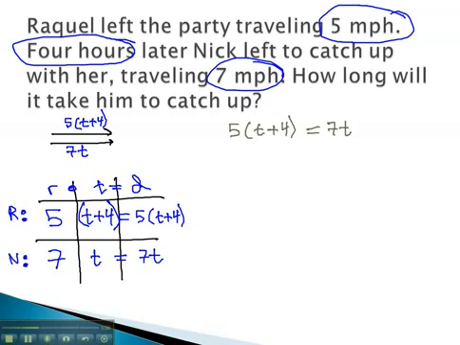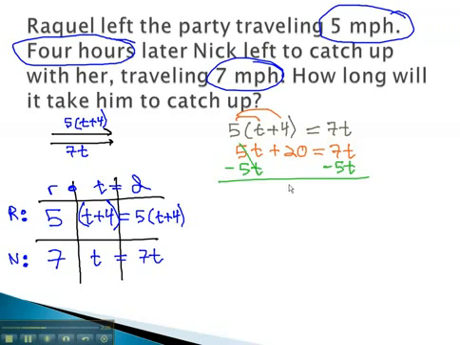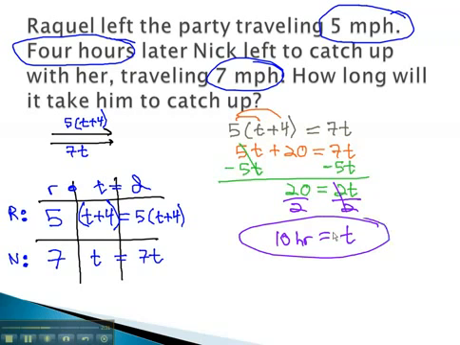That gives us an equation we can quickly solve by first distributing the 5. 5t plus 20 equals 7t. Start solving by getting the variables all on one side of the equation. Subtracting 5t from both will give us 20 equals 2t. Finally, dividing by 2 will tell us the amount of time Nick needs to catch up. 10 hours.